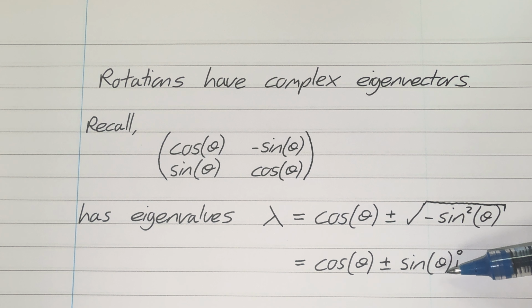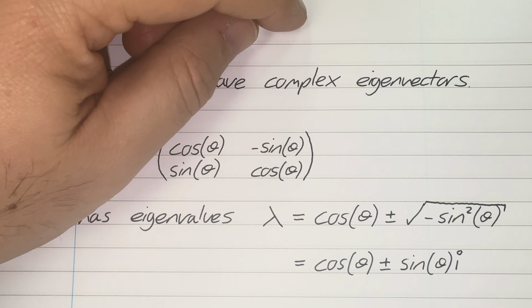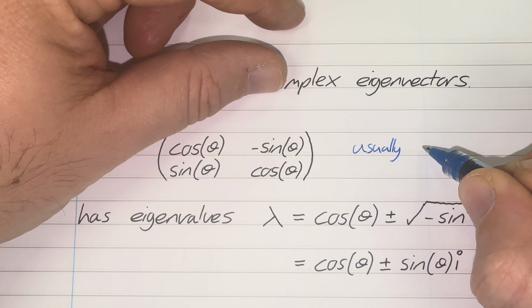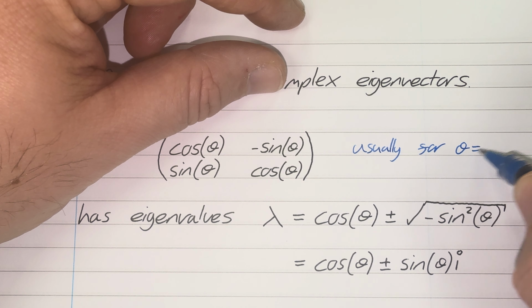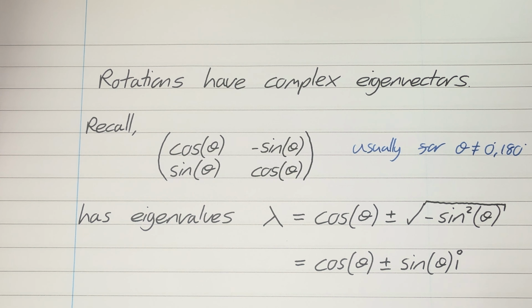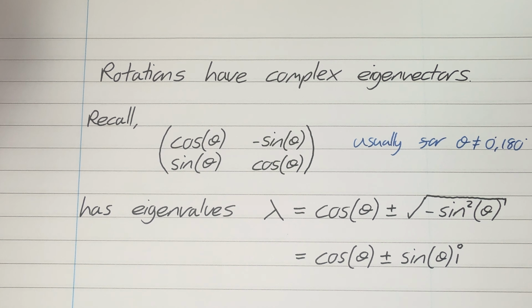When I say rotation, I mean theta is something that's not 0 or 90 or 180. So I will make a note of that. So usually for theta not equal to 0 or 180, just because then it can be looked at as not just a rotation but something else instead.